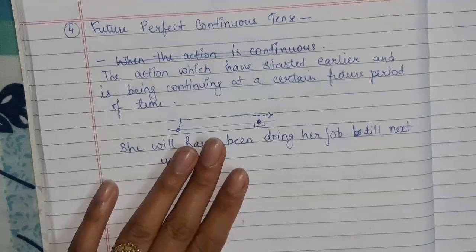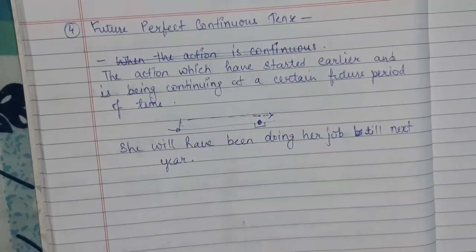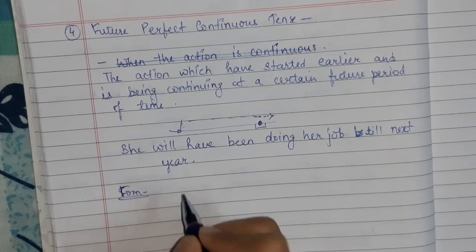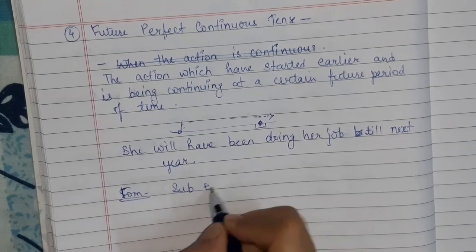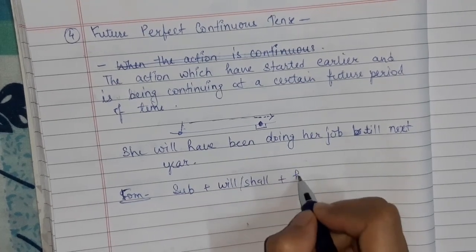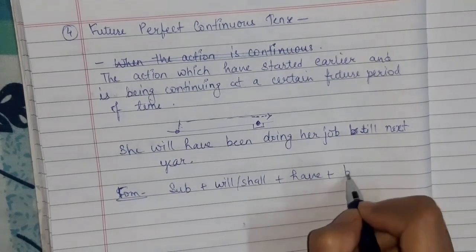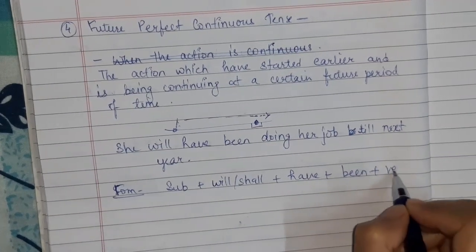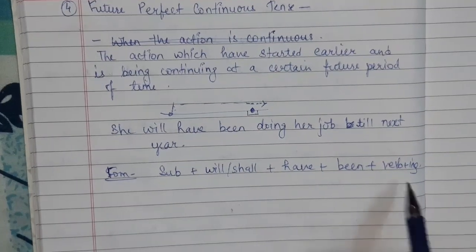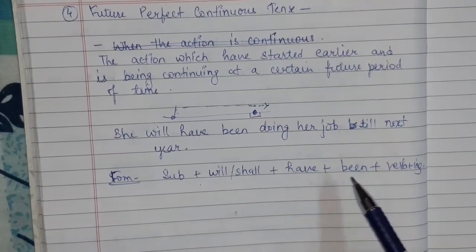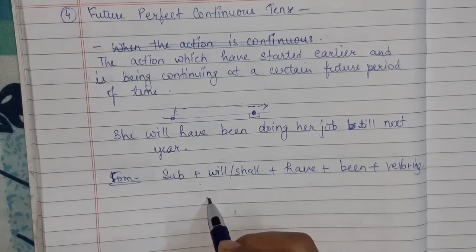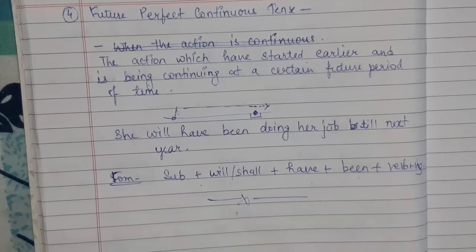Okay, so that is all about future perfect continuous tense, and how to write it, I think you can easily find out by looking at the example. Subject, will, shall, here we will use have, then been, and then the verb in ing form. That's it. Subject plus will, shall, have, been, and the verb in ing form. So that's it about future perfect continuous tense.